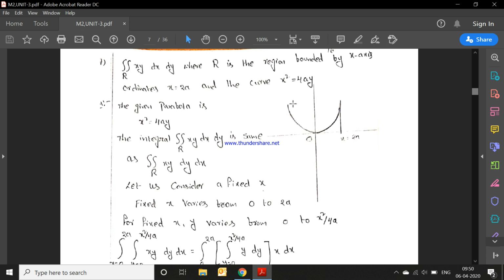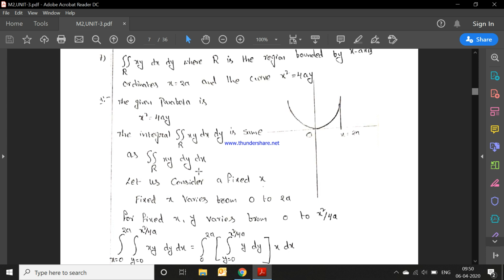So here one is a parabola, the ordinate is a straight line. x square is equal to 4ay is a parabola symmetrical about the y-axis, and x is equal to 2a is an ordinate parallel to the y-axis. So the given parabola is x square is equal to 4ay, and x is equal to 2a is an ordinate. Now the double integral over R xy dx dy is the same as the double integral over R xy dy dx.